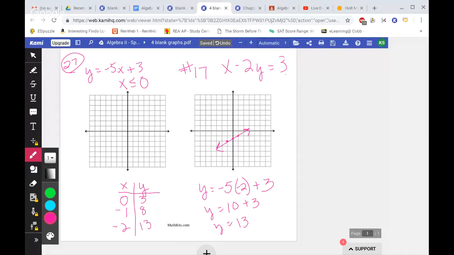So I have 0, 3. I have negative 1, 8. That's going to be way up here. 1, 2, 3, 4, 5, 6, 7, 8. Yep. And then I have negative 2, 13. And that's going to be way up here. So remember, right here is where my line is going to start because my domain is x is less than 0.